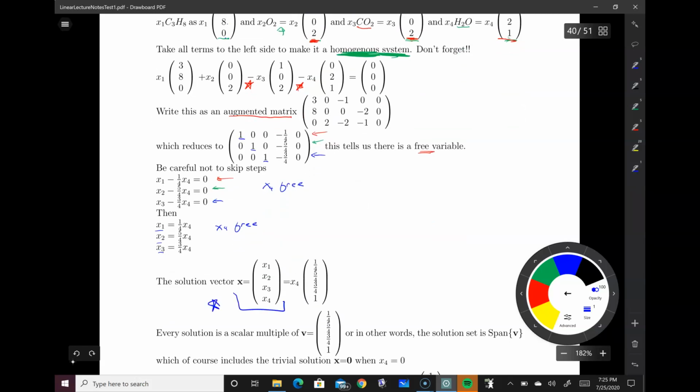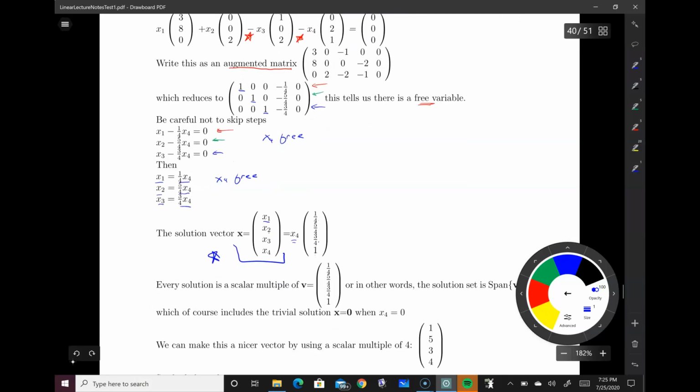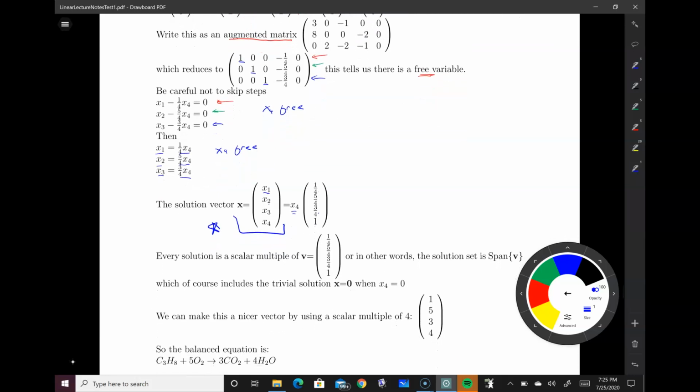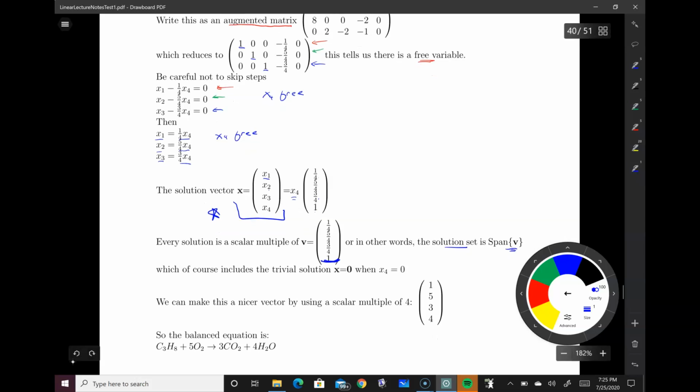You know that your solution vector has to have 1, 2, 3, 4 elements. I'm going to substitute what x1 is equal to. x1 is 1/4 x4. x2 is 5/4 x4. x3 is 3/4 x4. And x4 is itself. Then I can factor the x4 out. So every solution is going to be a scalar multiple of this vector. So the solution set is the span of this vector.